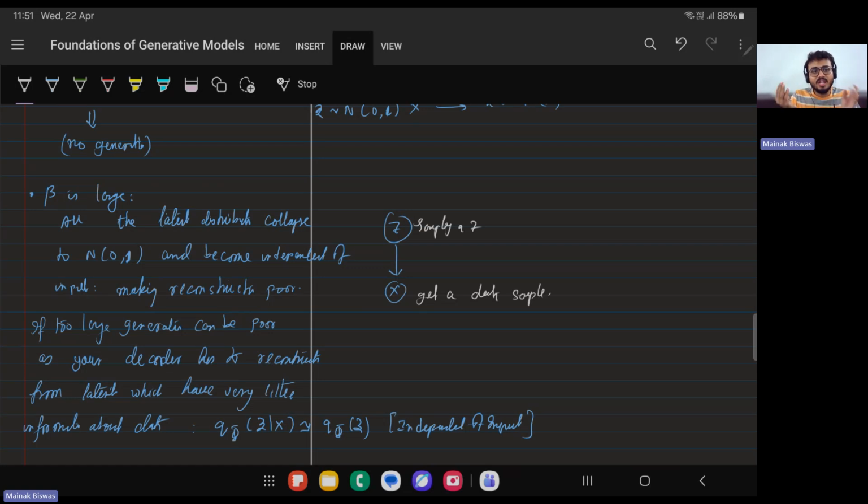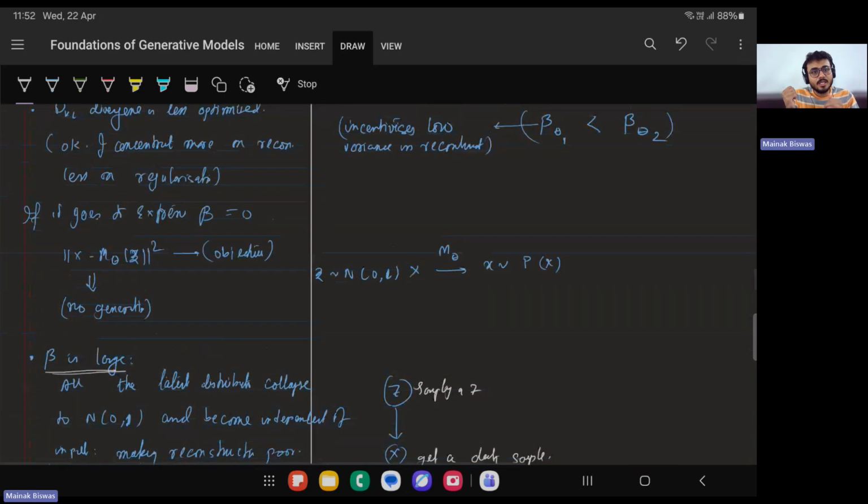So if you have too large a beta or too small a beta, either way you will never be able to do one of the two. A beta that is too large will make everything normal 0, 1 and you will not be able to reconstruct. If beta is too small, you will never be able to generate data, because the distribution will be far away from normal 0, 1.